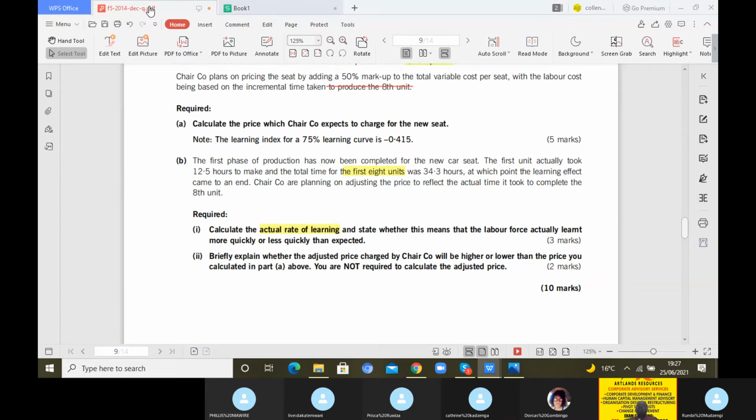So you are saying an improved learning rate of 70% will result in less labor time, leading to lower quotation or lower price charged for the new car seat, just like that.